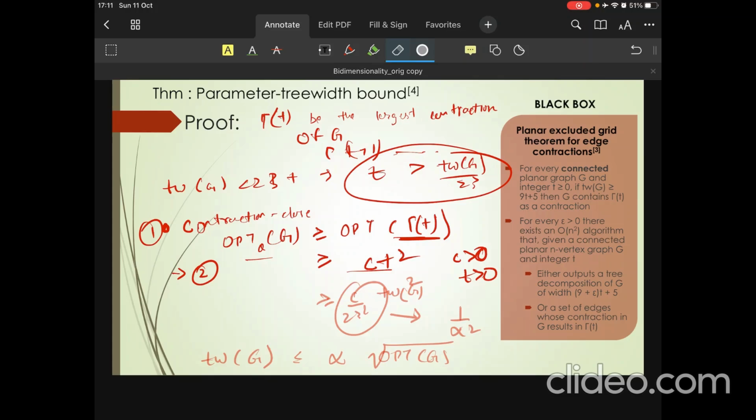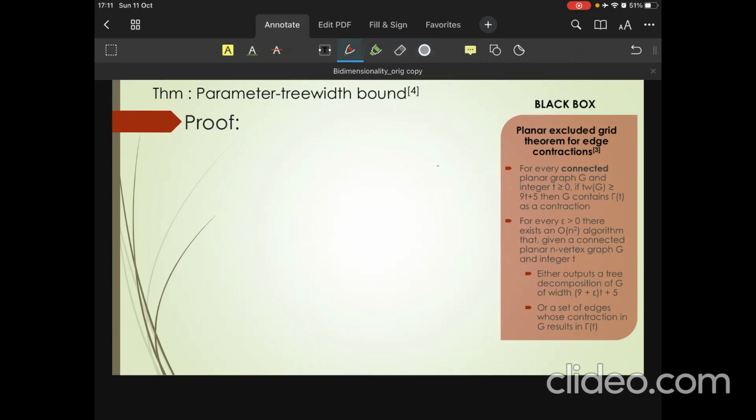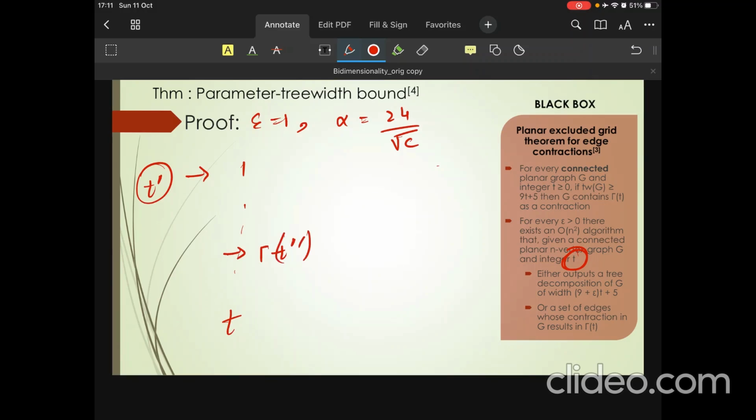And so we'll use the first part of the proof and the constructive argument from the planar excluded graph theorem for the second part. Second part is simply designing an algorithm. So I'll input to the graph, epsilon is equal to 1, alpha is equal to 24 by root of c, it's a black box, to the problem with t dash, where t dash is the same t on which you are deciding the tree width, t dash as 1 to t. So I'll run it for t times, not exactly t times, but I'll halt at a point where gamma t dash is given as an output.